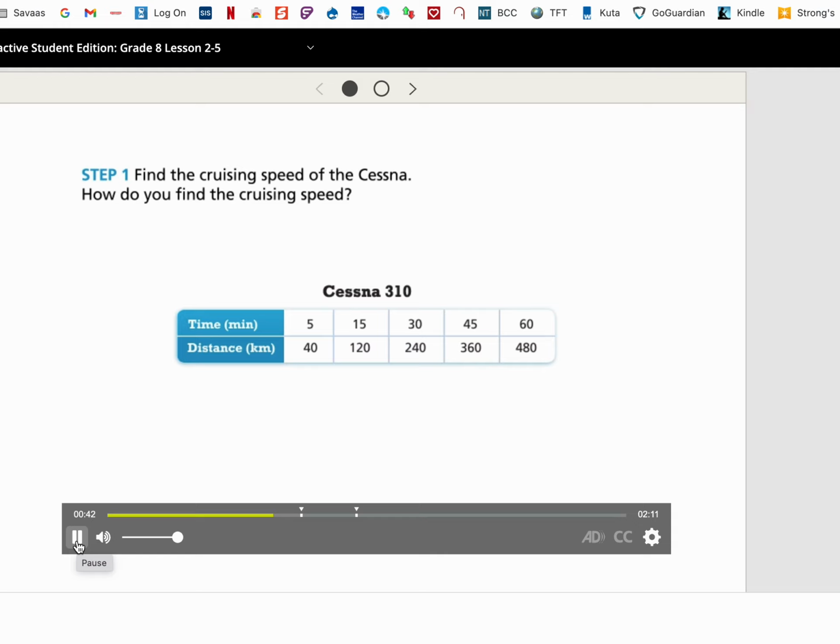Let's find the two speeds. First, we should find the cruising speed of the Cessna. How do you find a cruising speed?